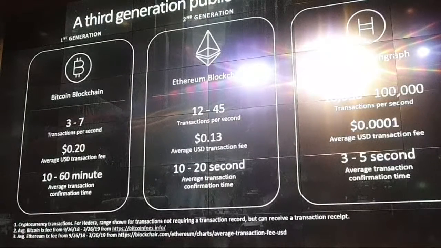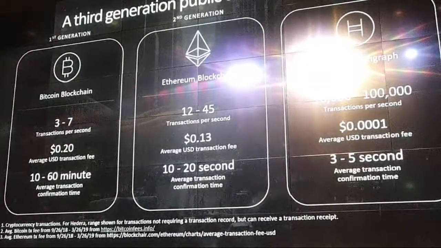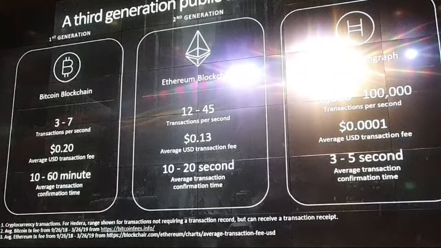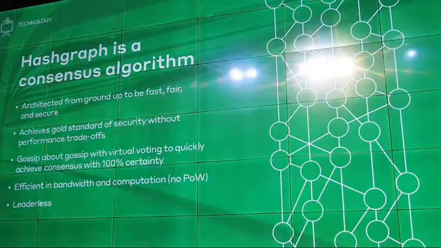As you can see on the screen here, we are hitting over 10,000 transactions per second, which is much faster compared to single or double digits of other protocols out there. This is possible due to the hashgraph consensus algorithm. It is incredibly fast and bandwidth efficient, and is also a leaderless system.